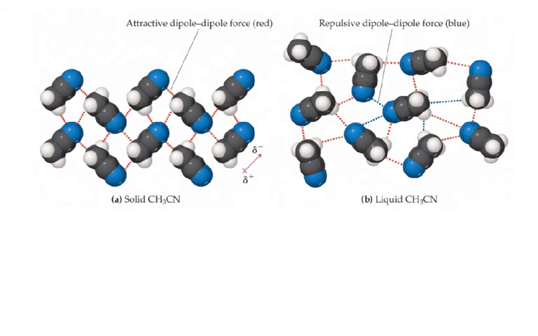Take a look at this example here. The blue spheres are nitrogens, and you can see that the nitrogen side of the molecule is partially negative, the other side is partially positive. Notice how the partial negative, which you can see represented here in red, is interacting with the partially positive of the other molecule. All those red lines that you see represent dipole-dipole interactions. It's the negative end of one molecule interacting with the positive end of another.